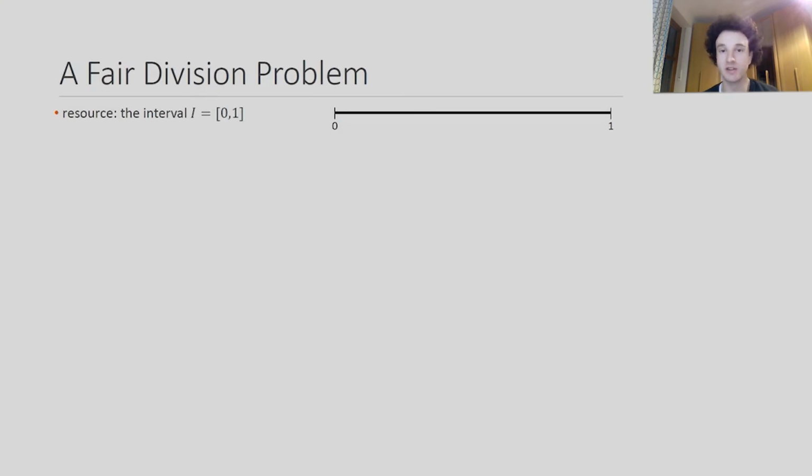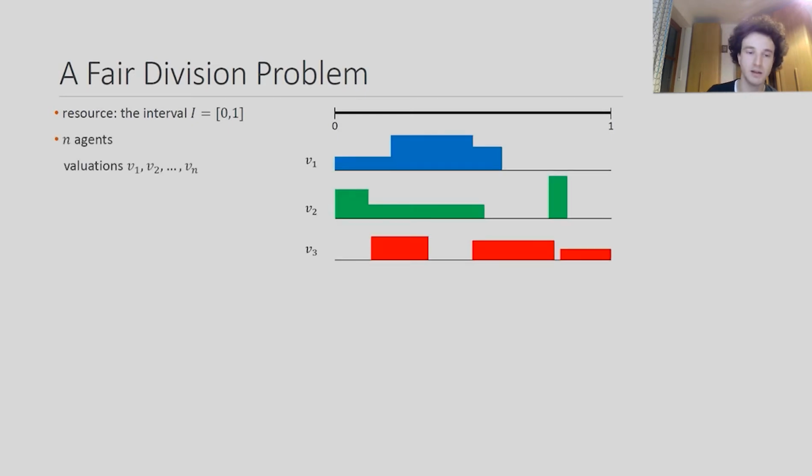So what is the consensus halving problem? It's a fair division problem where we have a resource that's modeled as the 0-1 interval. You can think of this as a cake or as a piece of land. It doesn't matter as long as it's something that can be modeled as an interval. And there are n agents, and every agent has a different opinion about which parts of that resource are more valuable and how valuable they are.